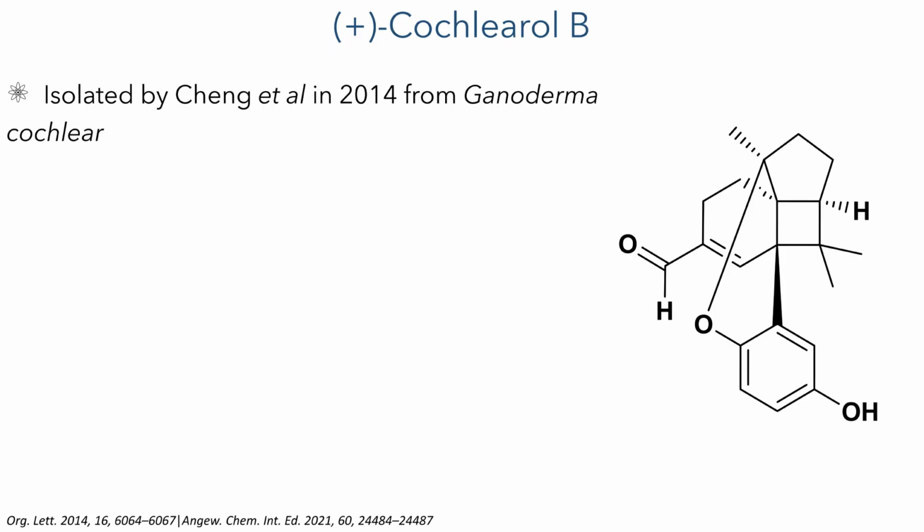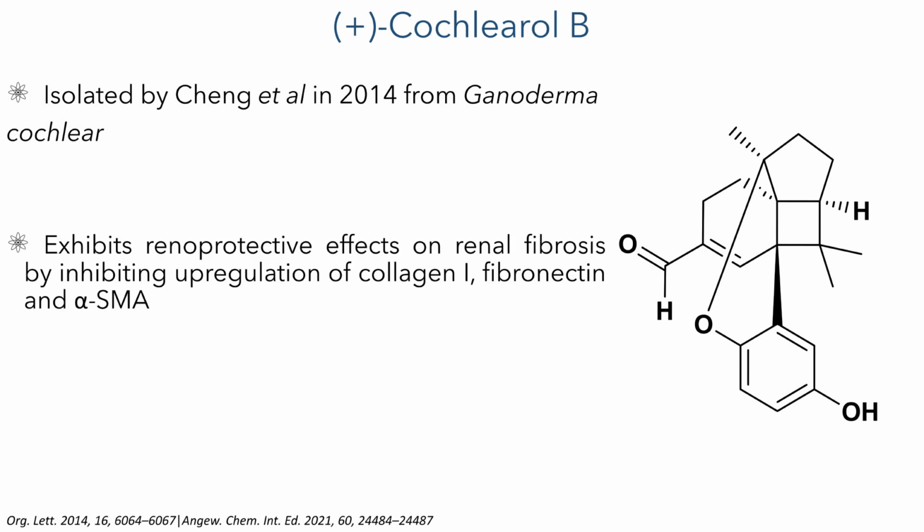The target of this paper was first isolated by Cheng et al. in 2014 from Ganoderma cochlear, which is a bracket fungus that is commonly used in traditional Chinese medicine. Extracts from this fungus have shown renoprotective effects on renal fibrosis by inhibiting the upregulation of collagen-1, fibronectin, and alpha-SMA.